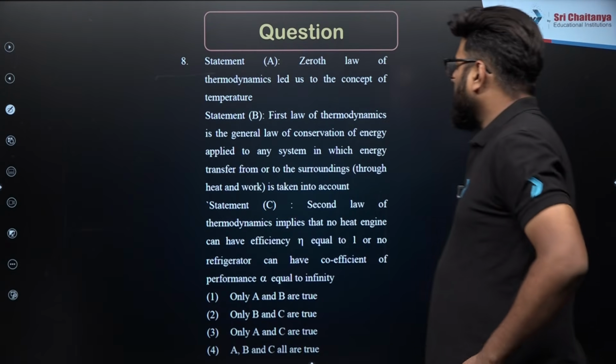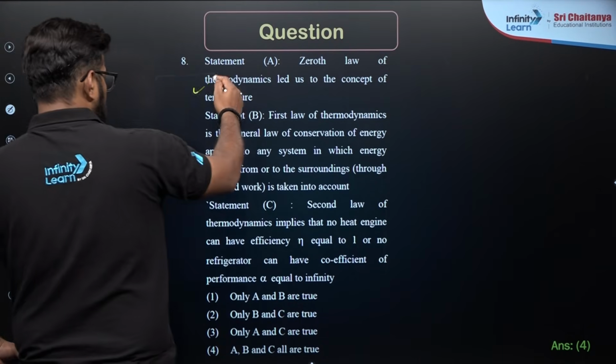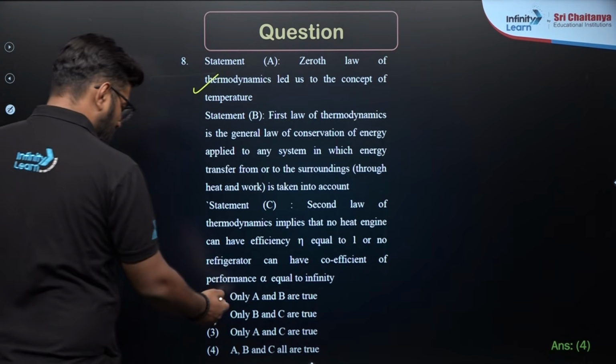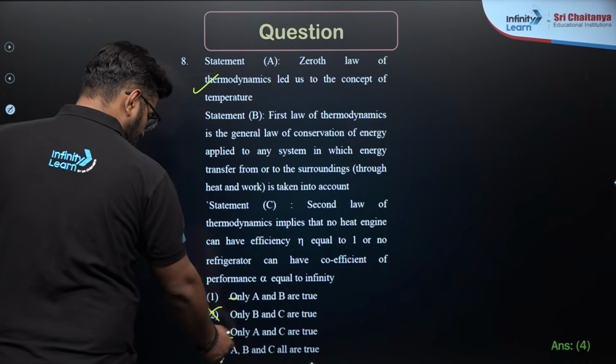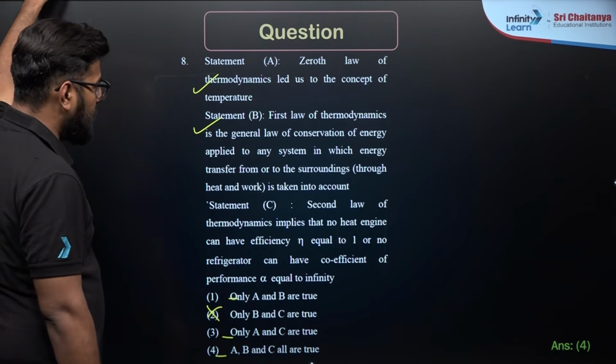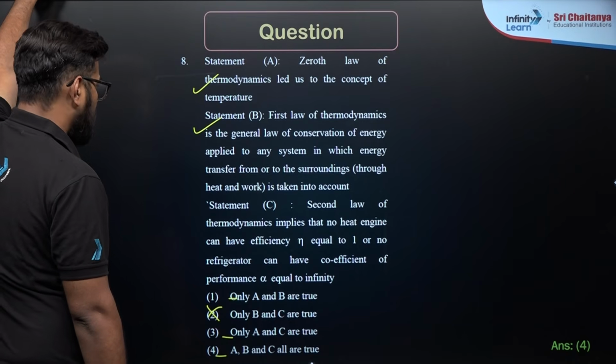Now, zeroth law of thermodynamics led us to the concept of temperature. Yes, this is correct. First law of thermodynamics is the general law of conservation of energy. So A is correct, that means this option is rejected here and here. Okay, this is also right. First law of thermodynamics is the general law of conservation of energy applied to any system in which energy transfer from or to the surrounding is taken. This is also perfectly right.